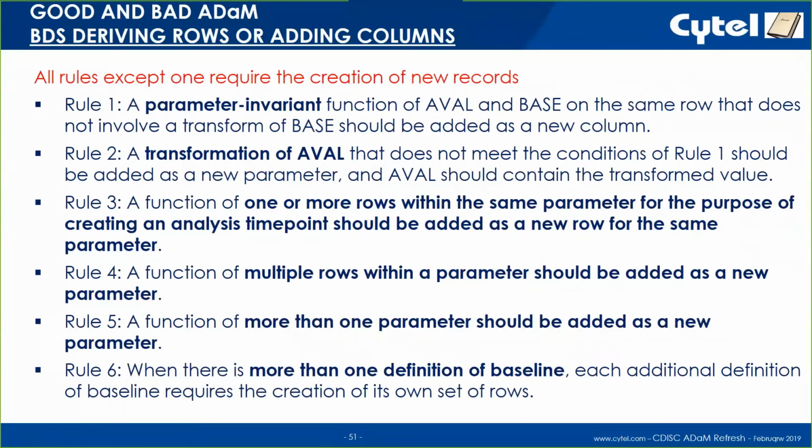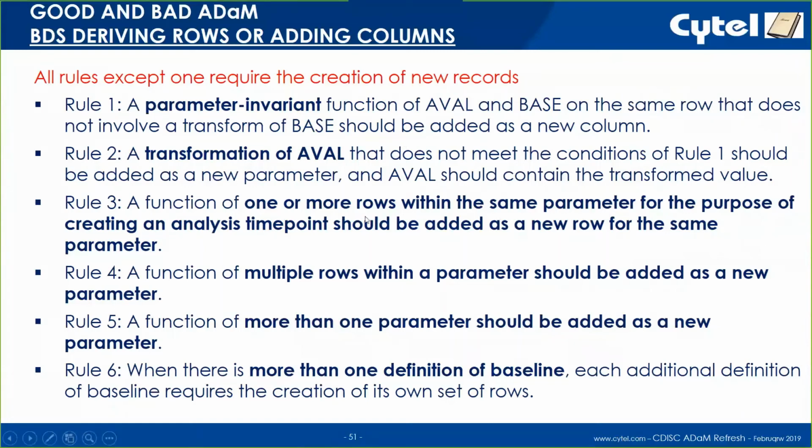That's very complex. I'm not going through all this. So the implementation guidance is specific for the BDS structure. They define 6 rules showing 6 different scenarios, and based on these scenarios, the rule says whether you are allowed to create a new variable or whether you have to create a new record. So except rule 1, all the other rules require creation of a new record. For example, just see one.